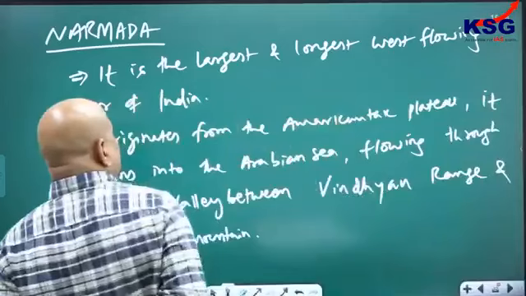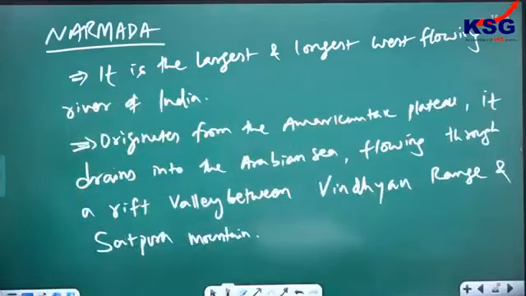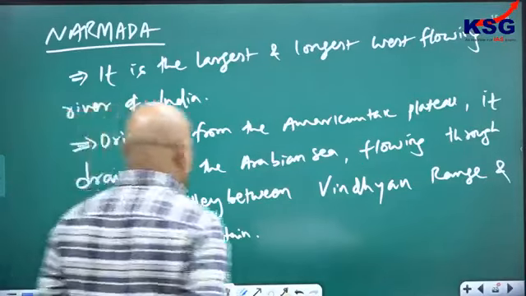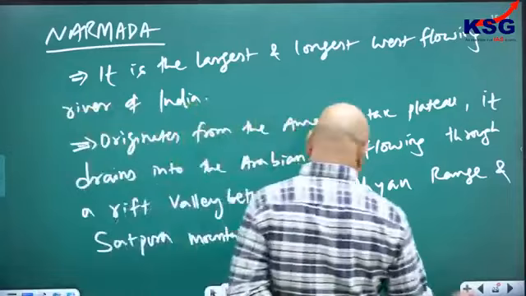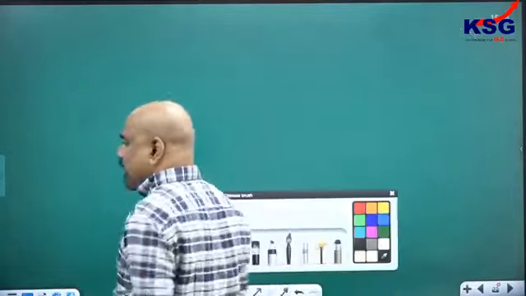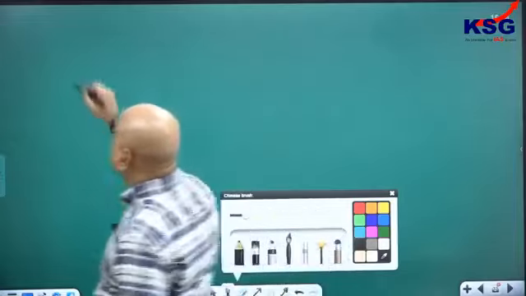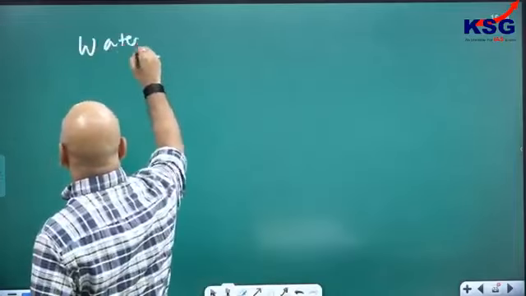It is the largest and longest west flowing river of India. Originates from the Amarkantak plateau. It drains into the Arabian Sea, flowing through a rift valley between Vindhyan and Satpura mountain. As I just said, it is forming a rift valley. It has some waterfalls. Major waterfalls come in questions.